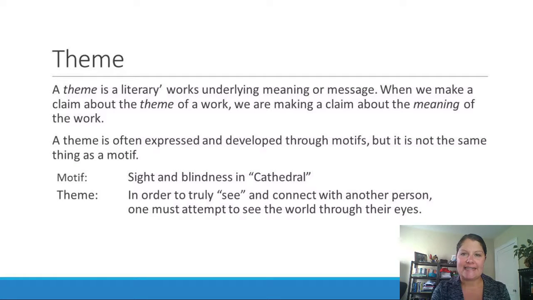Now, an example of a theme about that story would be the statement, in order to truly see and connect with another person, one must attempt to see the world through their eyes. So rather than just noticing something that's recurring, in this second statement I'm actually making a claim about the significance of that. So it's a claim about the meaning or the significance of that motif, rather than just noticing it.